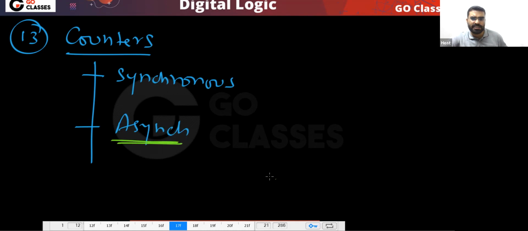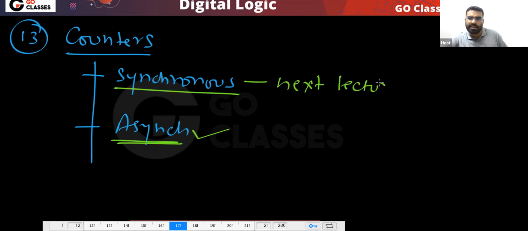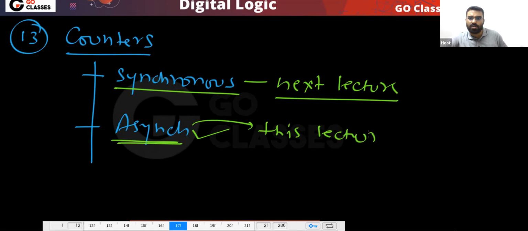Now we have already seen this, but I will continue this asynchronous counter in this lecture, and then in the next lecture we will study the other one. In this lecture we will study this one. So this is the summary of all the things that we have seen in the sequential circuits.